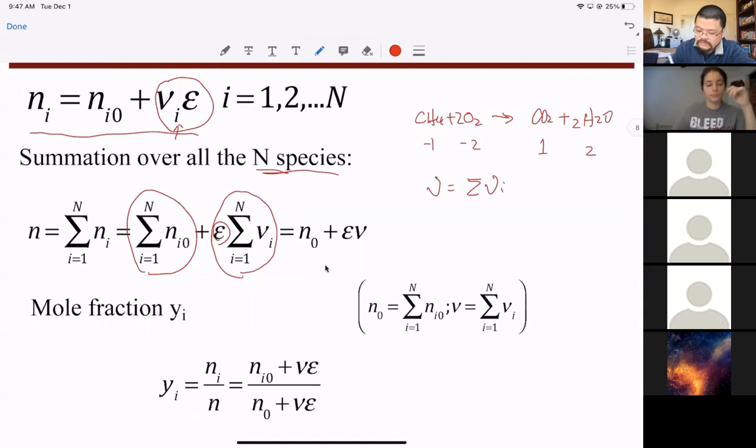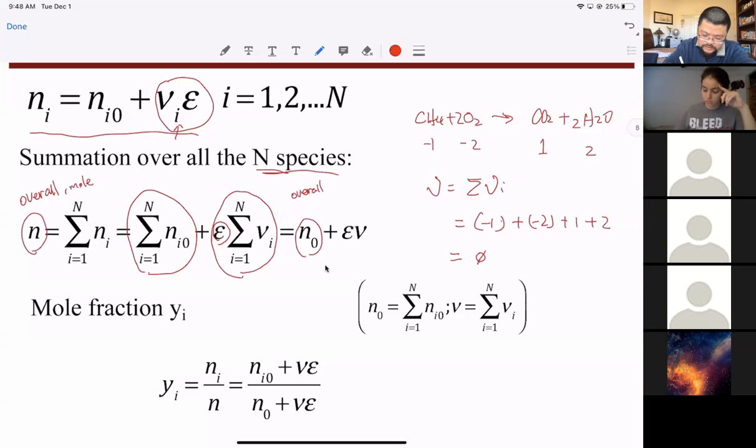Pay attention to the sign. The overall would be 0 for this specific reaction. So this is how we get the overall number of moles, and we are able to express this by the overall initial. This is the reaction coordinate. This is the overall stoichiometry value.